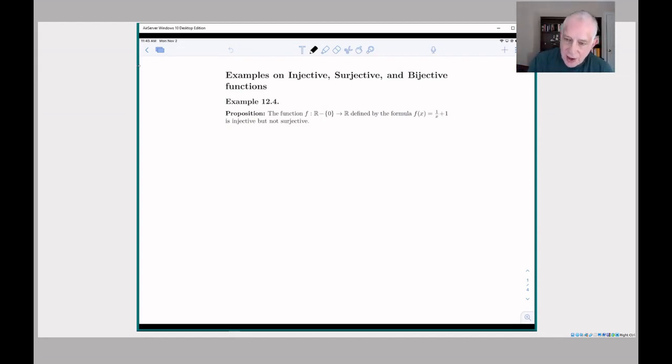zero removed to R, which is given by the formula f of x equals 1 over x plus 1, is injective but not surjective. And you can see the reason that the domain has to be R minus 0, because the formula is not defined if x is 0. So in the Cartesian product ordered pair formulation, f is the collection of points x, 1 over x plus 1, where x is in R minus 0 and y is in R.